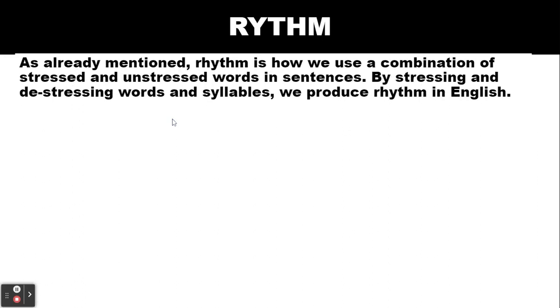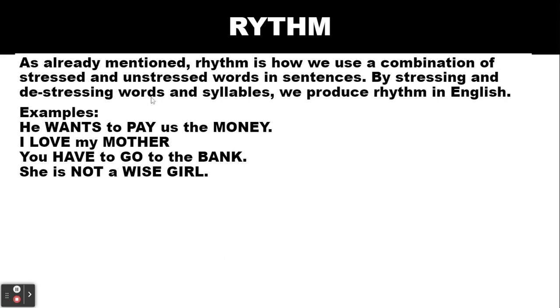As already mentioned, rhythm is how we use a combination of stressed and unstressed words in sentences. By stressing and destressing words and syllables, we produce rhythm in English. Let's look at examples. He wants to pay us the money. Now, the stressed words are in capital letters: wants, pay, money. I love my mother. The stressed words are love and mother.